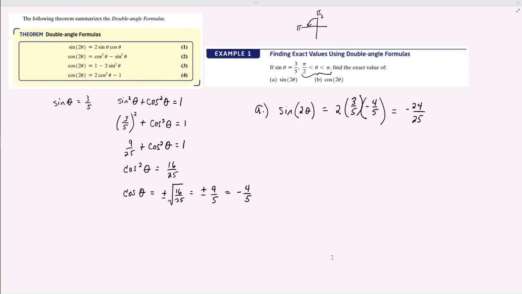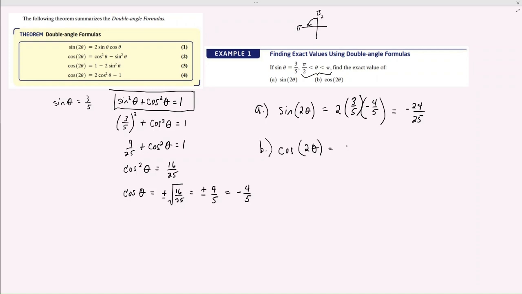Okay, let's look at this next one here. We have cosine of 2 theta. And I've got several options to choose from. We can use the one we derived originally or the other ones that apply because of substitutions from the Pythagorean identity. I'm just going to use the first one that we derived.